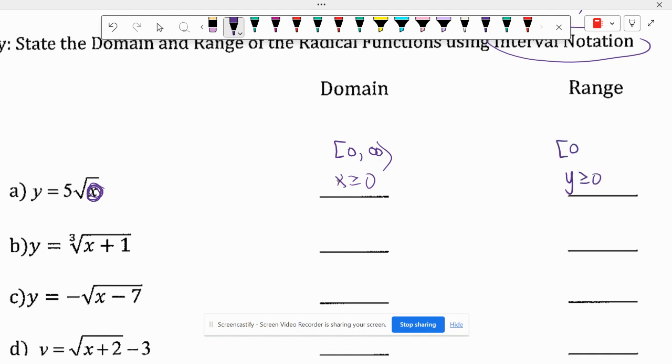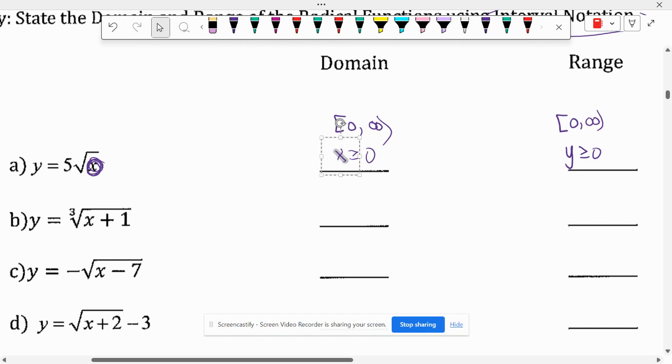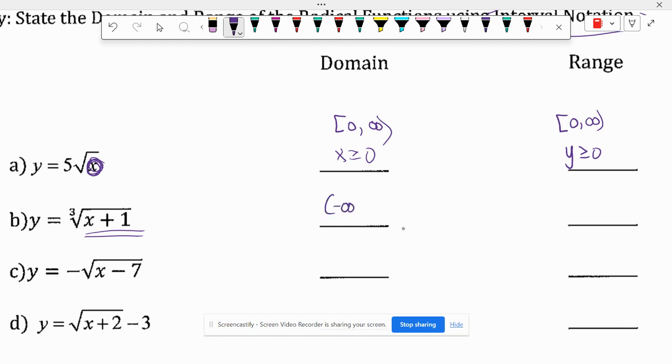So that also looks like this in set notation. Okay. This is a cube root function. What do we know about all cube root functions? Their domain and ranges are what? Say it. Cube root functions, their domain and ranges are all real numbers. Negative infinity, positive infinity. Negative infinity, positive infinity.